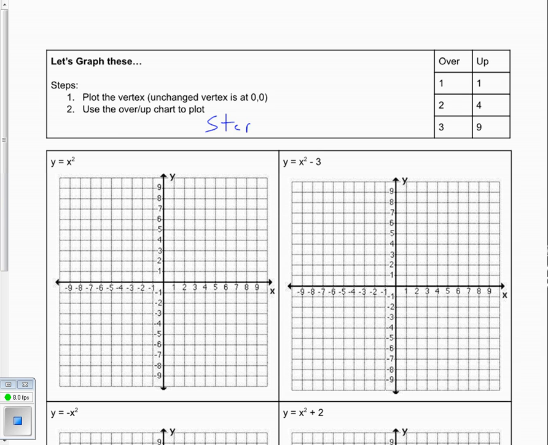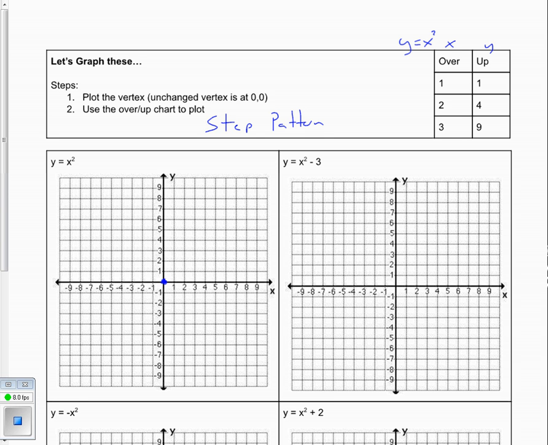The step pattern, or the over-up chart, is used to identify where the other points on a parabola are relative to the origin. This step pattern is used for the parent form of a parabola, in this case y is equal to x squared. The over represents your x values, and the up represents your y values. With the basic equation y equals x squared, the origin is always at 0, 0, so I can put in 0, 0.